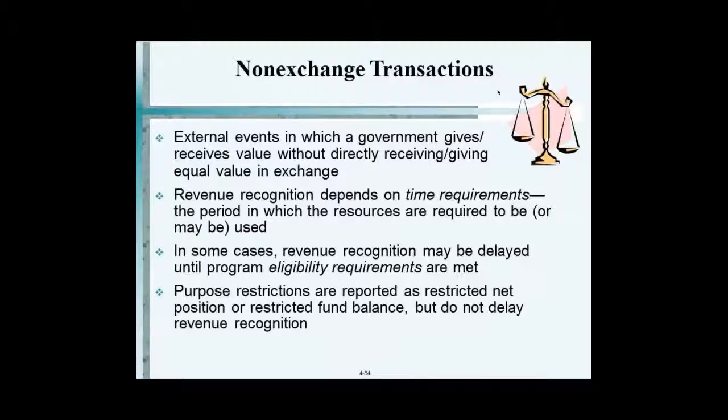When money is received for Hurricane Sandy by New Jersey towns, are they giving anything back? No. They're just fixing things. That falls right here. And that's why we need to know how to recognize those types of transactions. I talked to you about it.